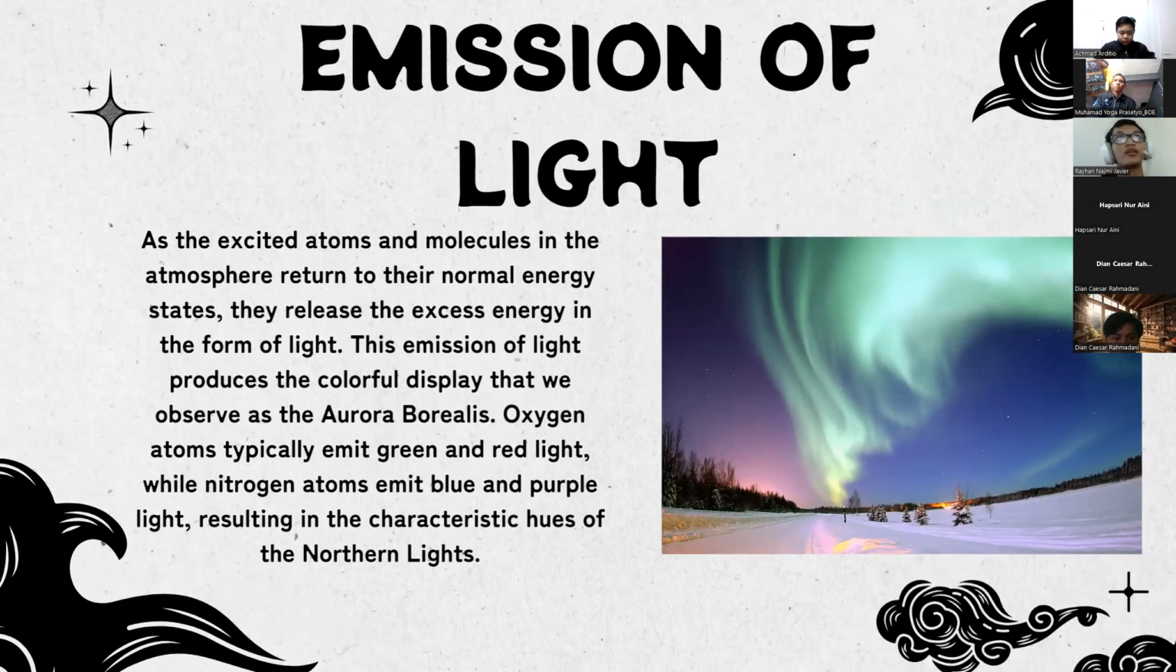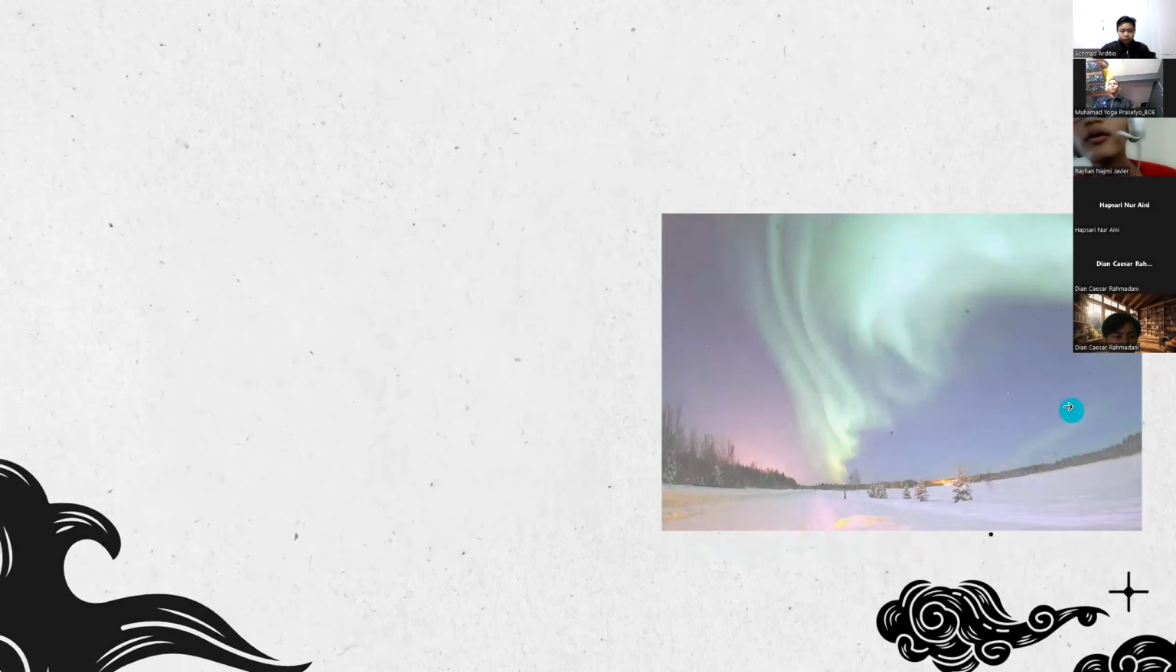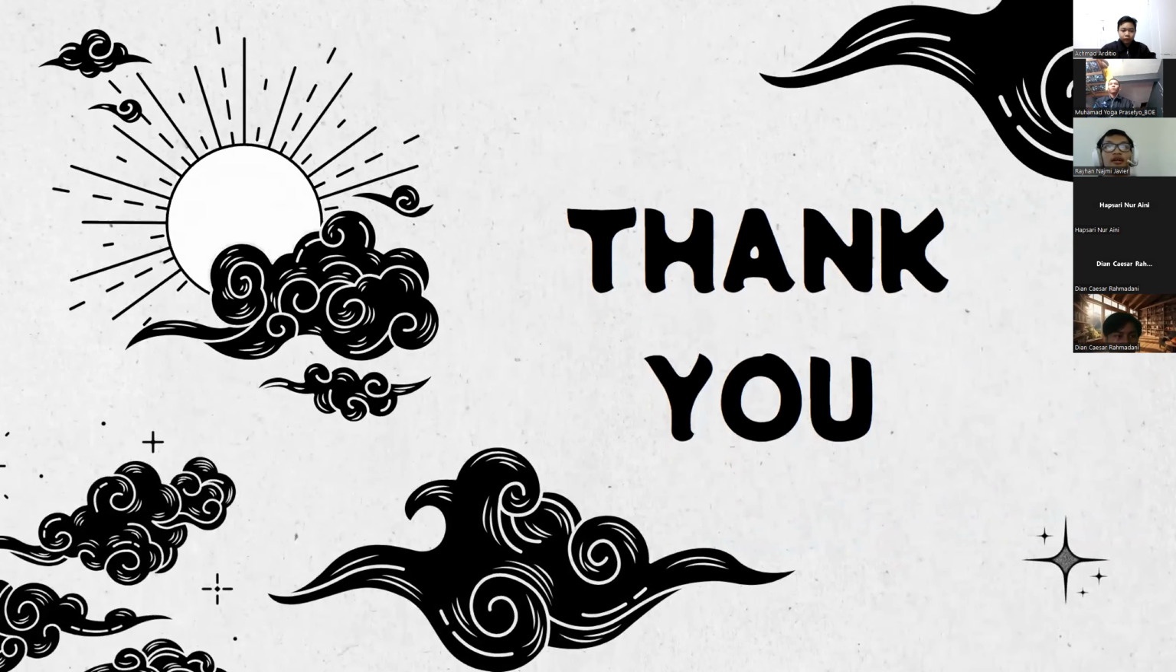As the excited atoms and molecules in the atmosphere return to their normal energy states, they release the excess energy in the form of light. This emission of light produces the colorful display that we observe as the aurora borealis. Oxygen atoms typically emit green and red light, while nitrogen atoms emit blue and purple light, resulting in the characteristic colors of the northern lights. Thank you. And that's how aurora borealis forms.